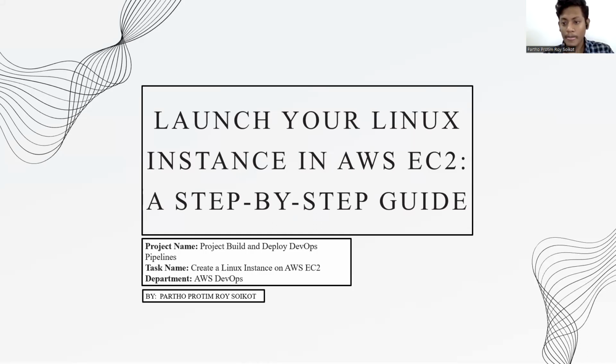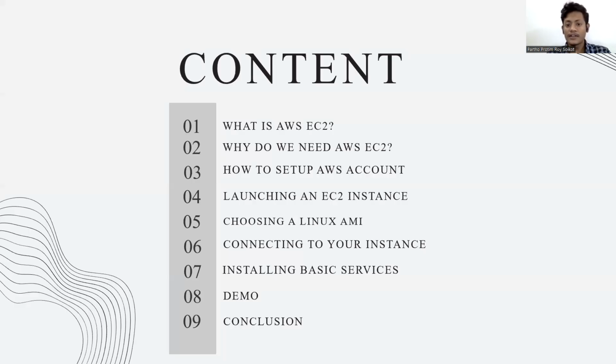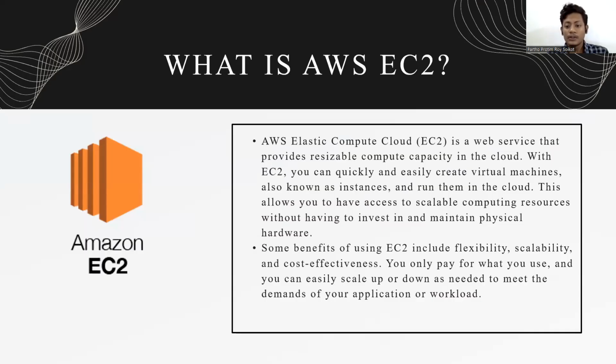My name is Partho. So I'm giving a presentation on how to create and launch an EC2 instance in AWS. So these are the contents of the presentation. AWS EC2, Amazon Elastic Compute Cloud, is a web service that provides resizable compute capacity in the cloud. With EC2, we can quickly and easily create virtual machines, also known as instances. This allows us to have access to scalable computing resources without having to invest in and maintain physical hardware.